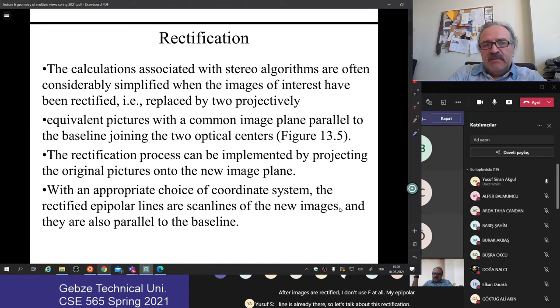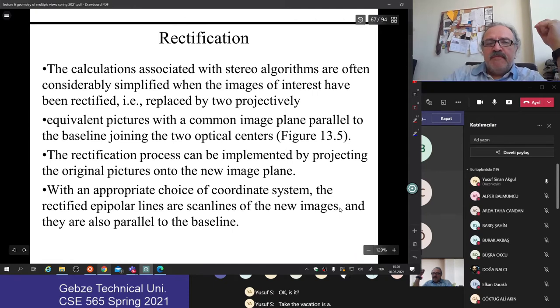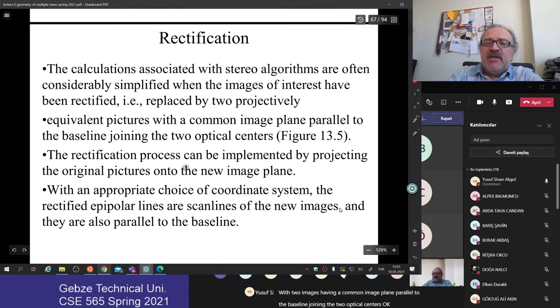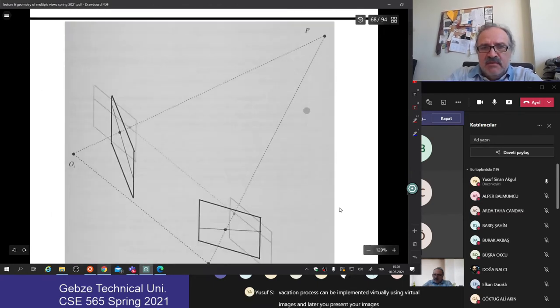Rectification is equivalent to having two images with a common image plane parallel to the baseline joining the two optical centers. The rectification process can be implemented virtually using virtual images, and later you present your images to the user. This is an example.